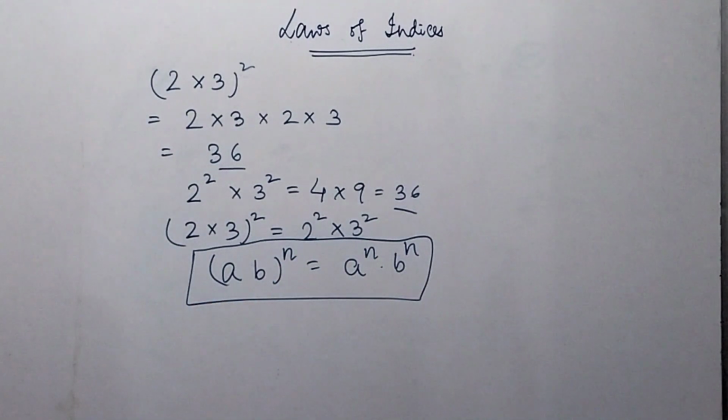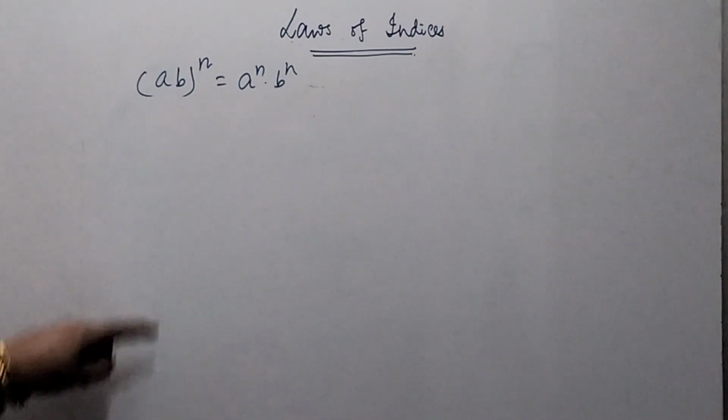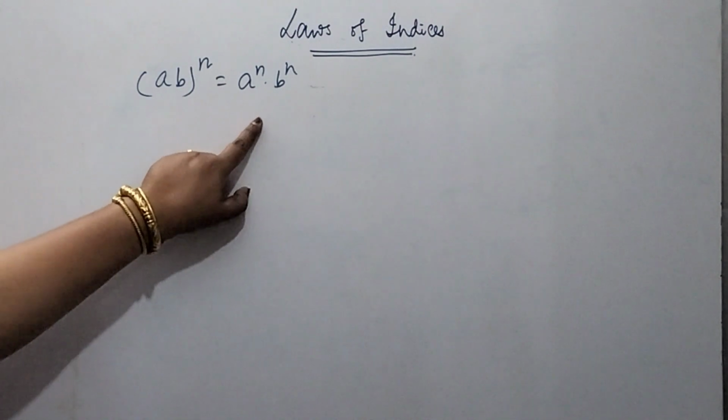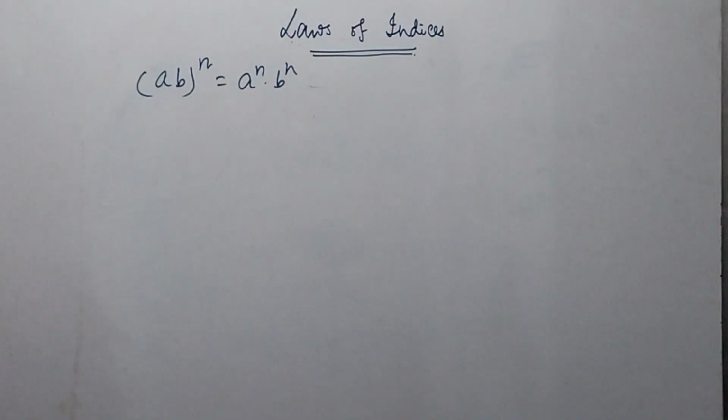So this is another very important and useful law of indices. We have just seen that (ab)^n equals a^n times b^n, where a and b are real numbers. Now, if instead of this product form, we consider the division form, then what will happen?